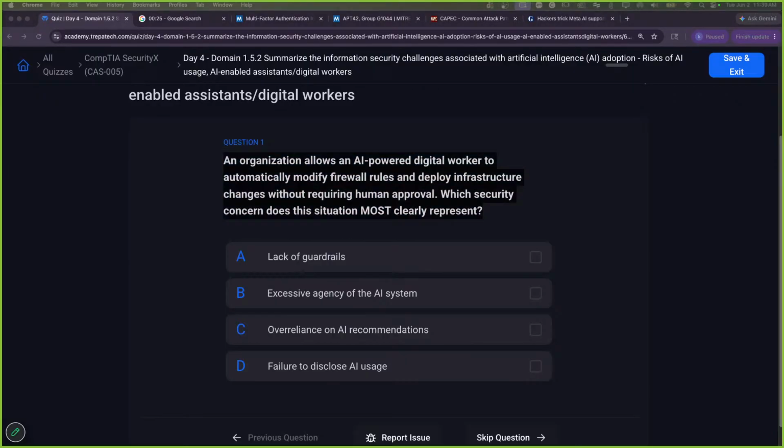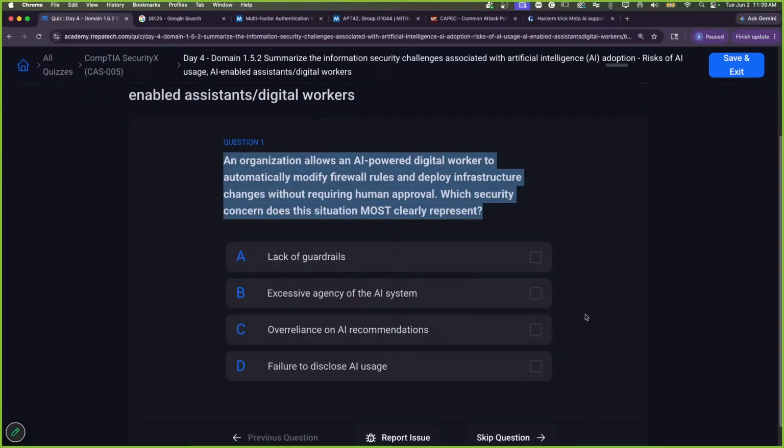An organization allows an AI-powered digital worker to automatically modify firewall rules and deploy infrastructure changes without requiring human approval. Which security concern does this situation most clearly represent? So we allowed an AI-powered digital worker to automatically modify firewall rules. So that is excessive agency of an AI system.